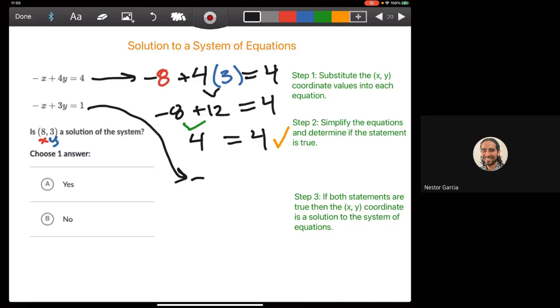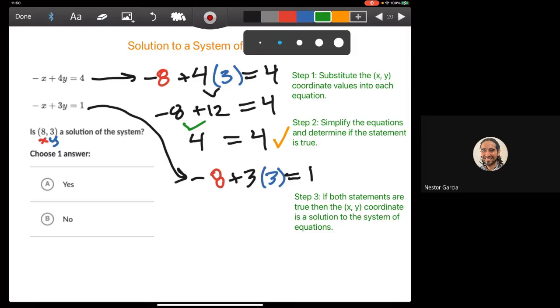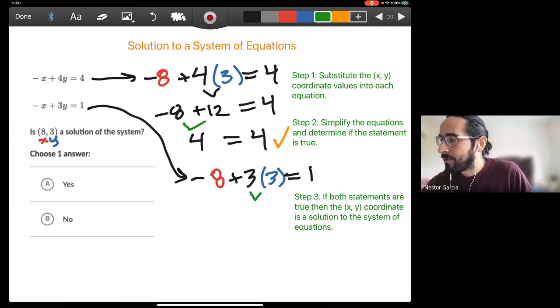So let's plug in our x value of 8 here. And then that is plus 3 for the second equation, and the y value this time is, again, 3, followed by equals 1 this time. So let's go ahead and, as step 2 tells us, simplify the equations and determine if the statement is true. Follow the same steps to simplify. Let's multiply 3 by 3, and that gives us 9. Bring down this negative 8 plus that positive 9 equals 1.